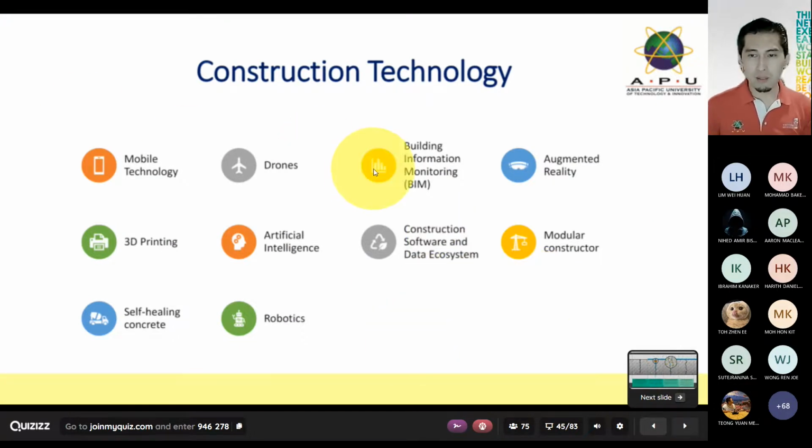I think most of them you've been hearing about as of now. Mobile technology, drones, 3D printing, AI, maybe self-healing concrete you have not heard of. I'm going to show that to you right after this.